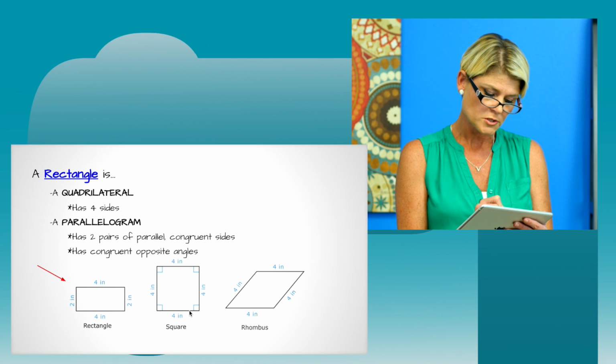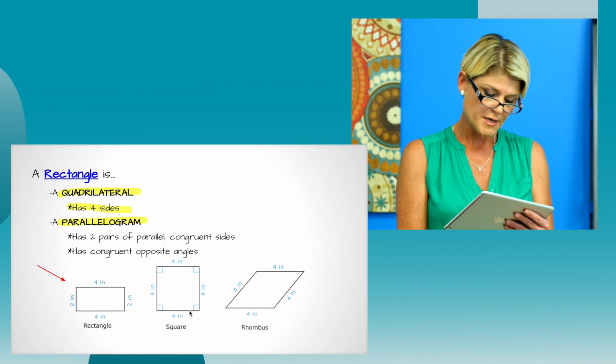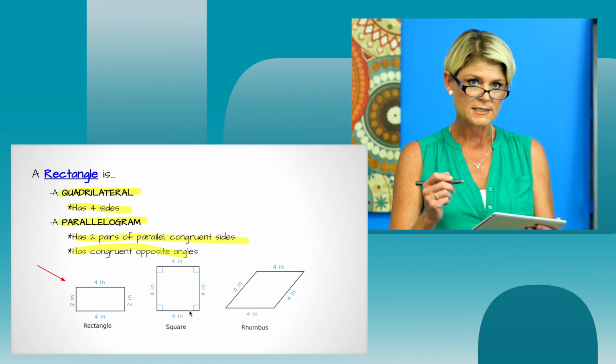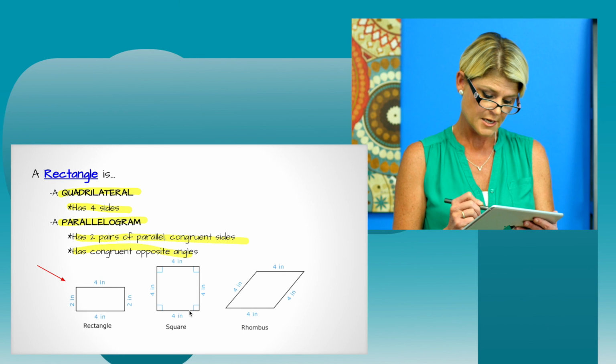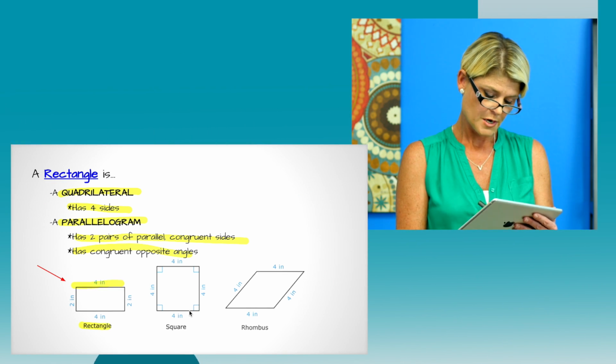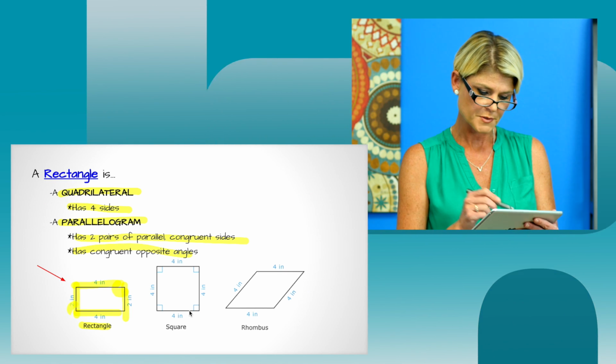Okay, so let's talk about a rectangle. A rectangle is a quadrilateral. It has 4 sides. It's a parallelogram because it has 2 pairs of parallel congruent sides, and it has congruent opposite angles, as we see in this. Parallel, parallel. And then it would have congruent opposite sides.